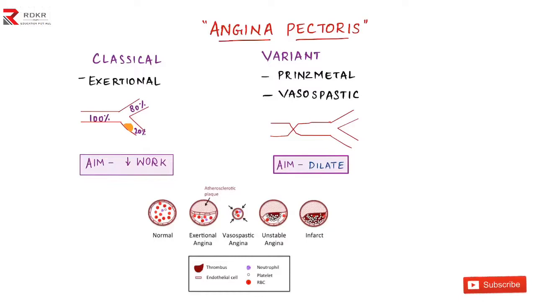And coming to the variant type of angina, it is also known as Prinzmetal angina. Here the main problem is that the vessel has undergone spasm, that is vasospastic. If the vessel has undergone spasm, there is no blood flow to the other end of the blood vessel. So here our main target will be to dilate this vessel, this spastic coronary artery.